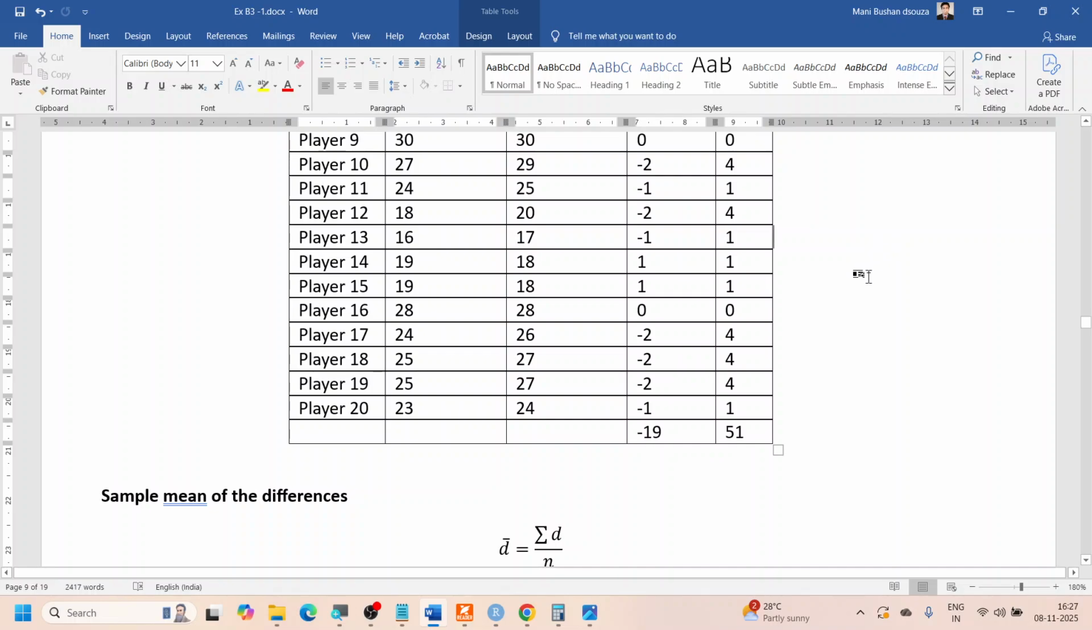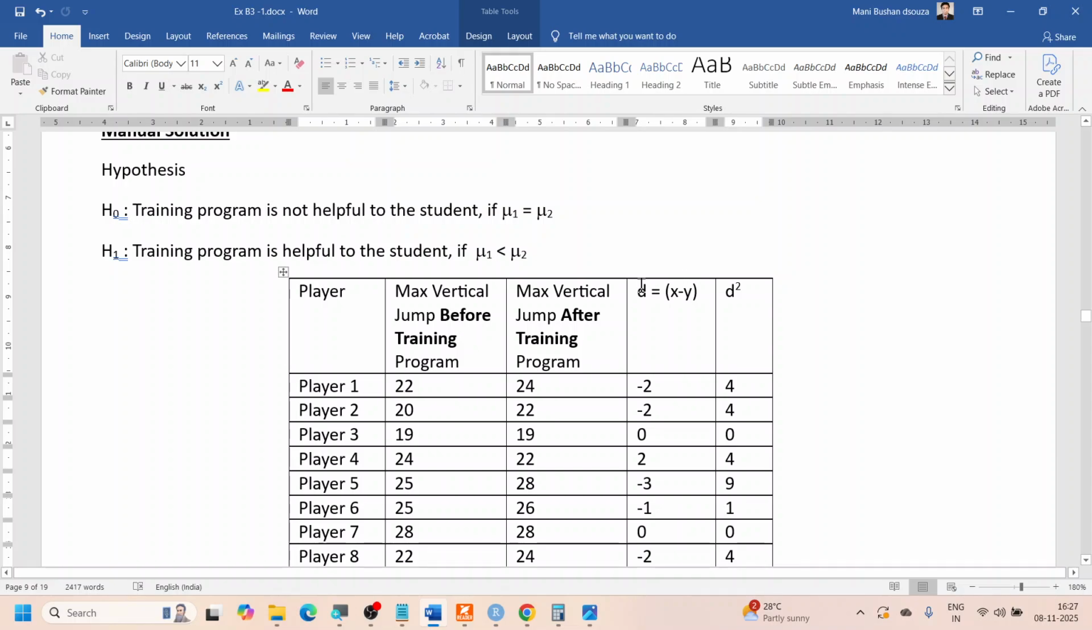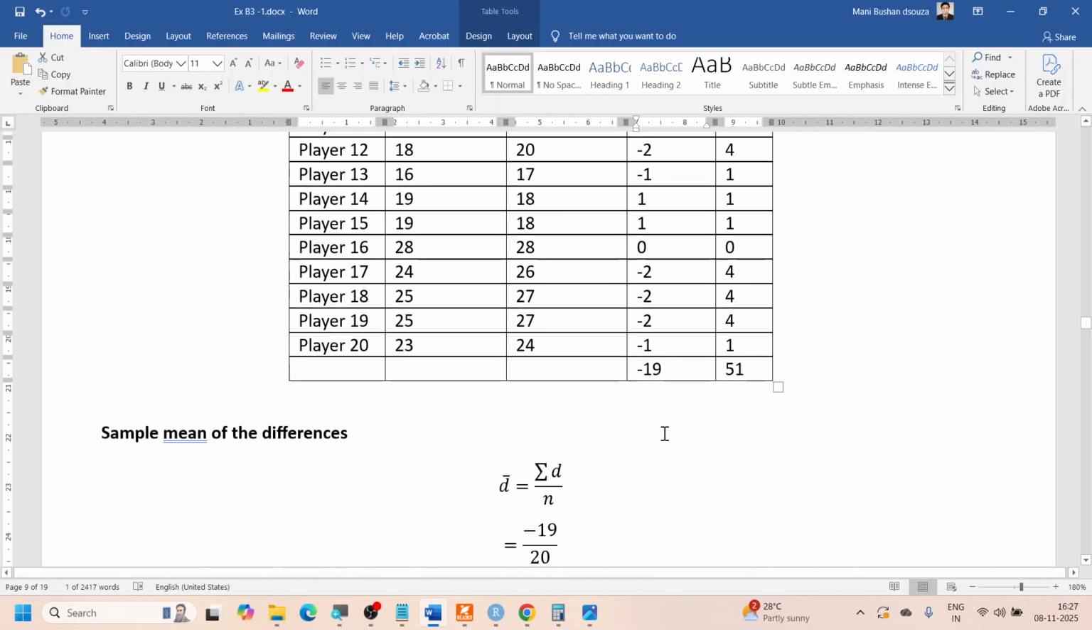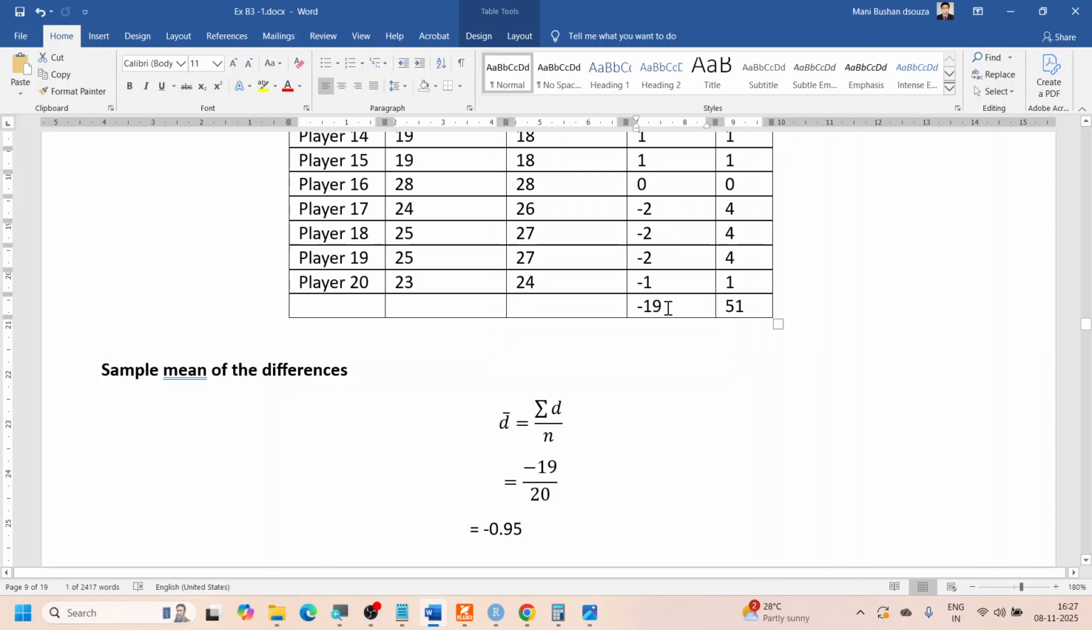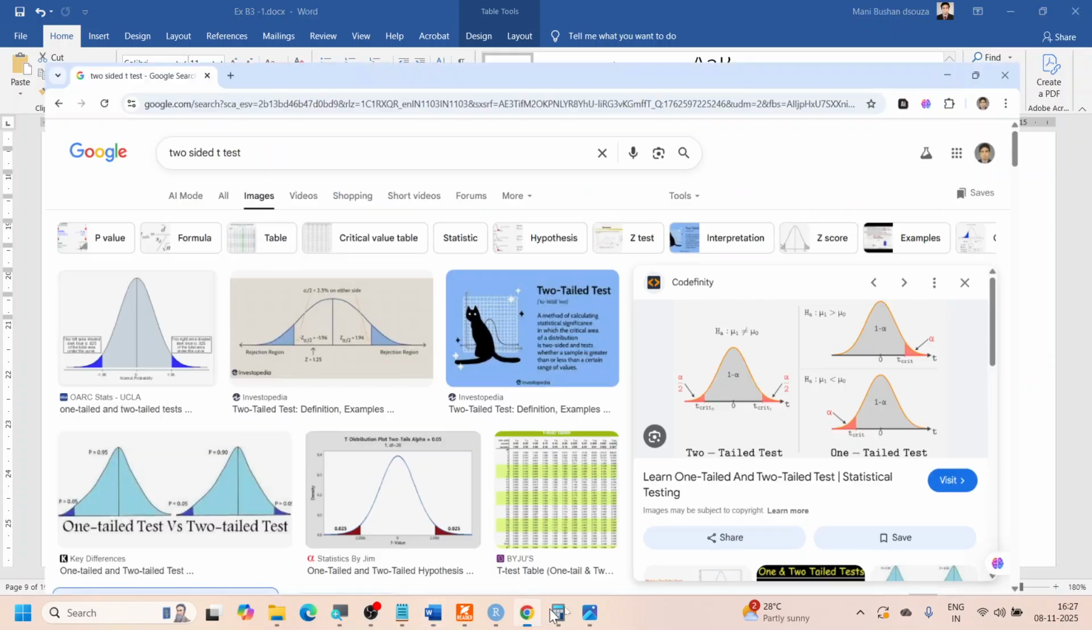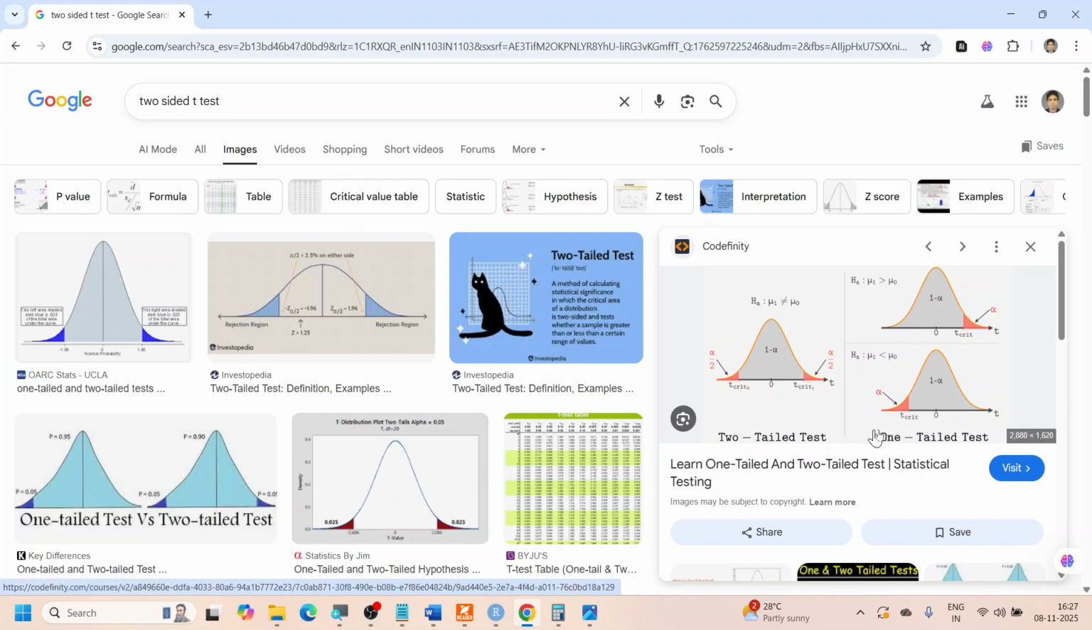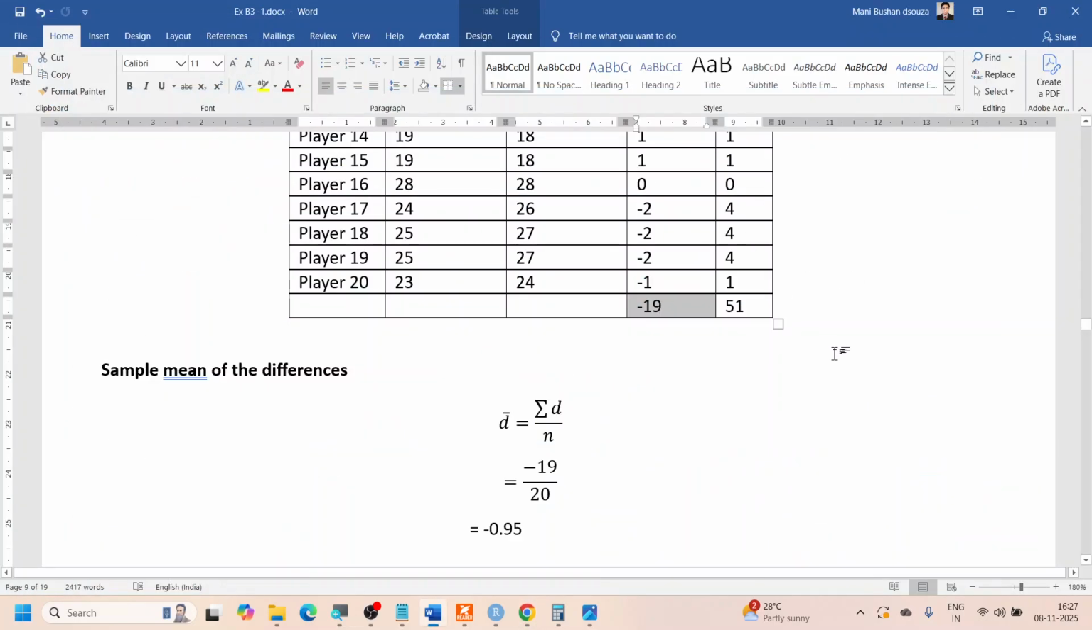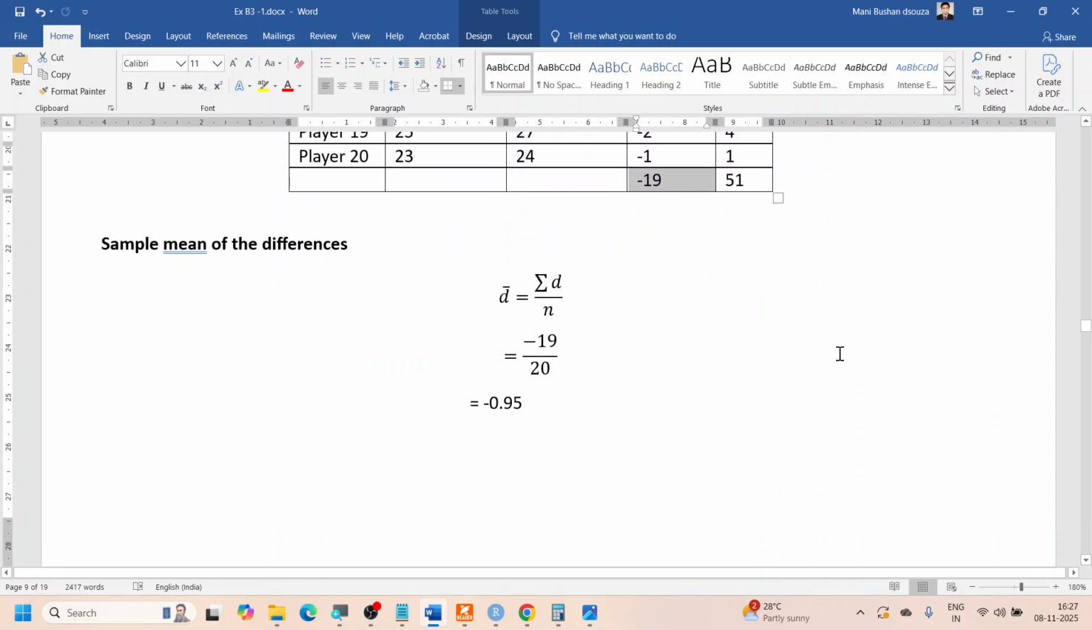Now we are supposed to find the mean difference. So we have the differences here, and we have the sum of all the differences. Find the mean. How do you find the mean? Sum of all of them, that is minus 19, divided by the total number of students, that is the total number of players, which is 20. So divided by 20, remember this is minus, so you're going to get minus 0.95. That is what I told you. You are going to get it with this minus sign, that is on the left hand side. So it's going to be a negative value here.